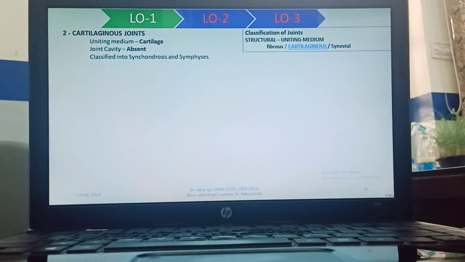Cartilaginous joint. The second class in the structural classification is where the uniting medium is cartilage. Joint cavity will still be absent. They can further be classified into synchondrosis and symphysis.